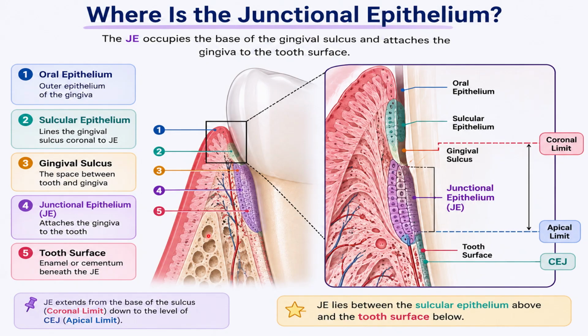So now let's see where the junctional epithelium lies. Junctional epithelium lies between the sulcular epithelium above and the tooth surface below. The junctional epithelium has two limits, that is the coronal limit, which is the base of the gingival sulcus, and the apical limit is at the level of the cemento-enamel junction.